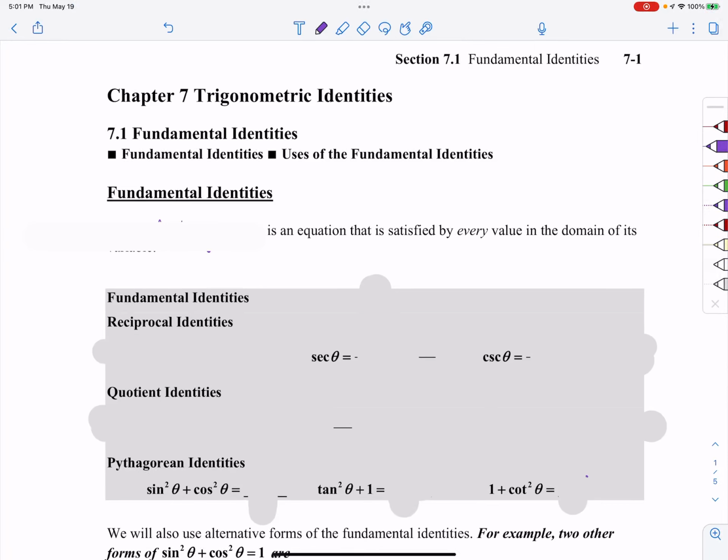Hey folks, this is going to be a video on section 7.1. The intent is to split this into two separate videos. First, let's just talk about what identity means.